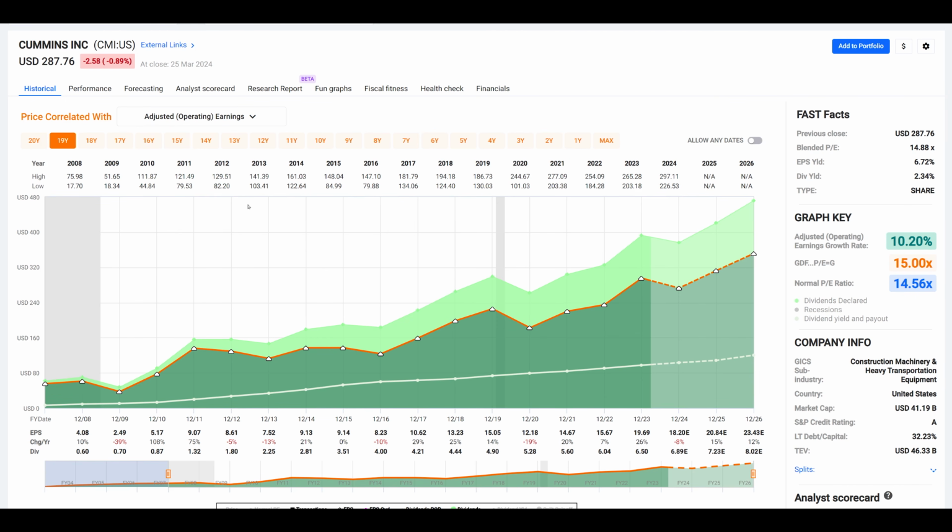The next company we're going to look at is Cummins. Now, Cummins is a semi-cyclical company, but I want you to note that even with the cyclicality, it averaged about 10% growth.